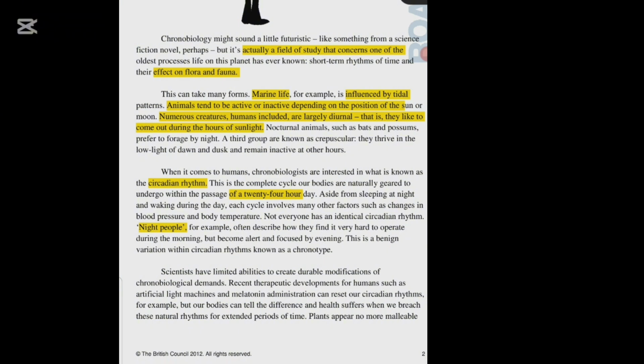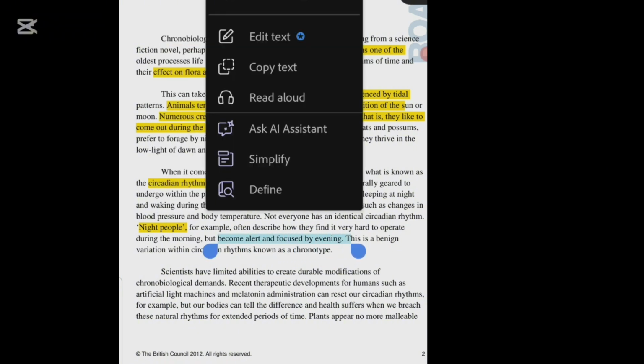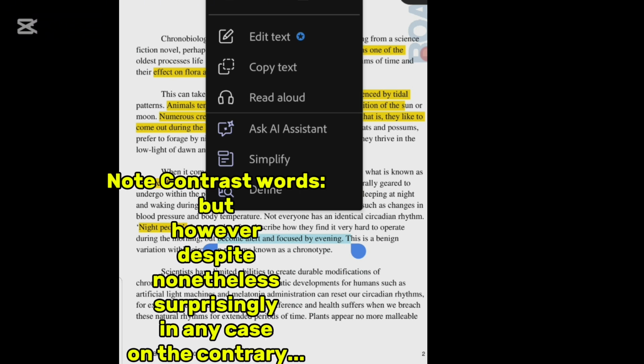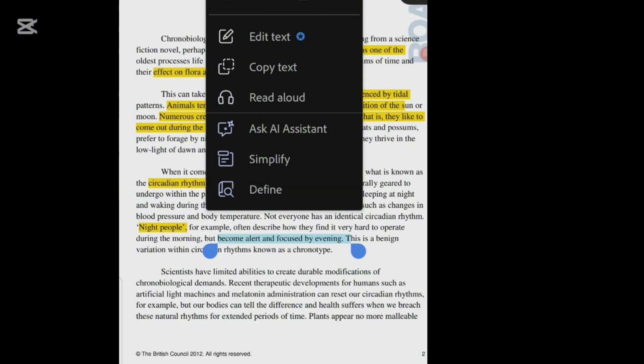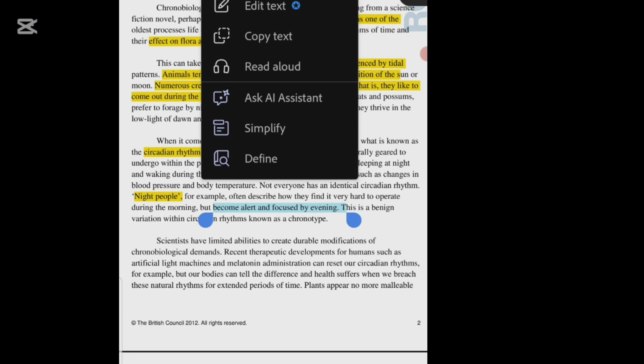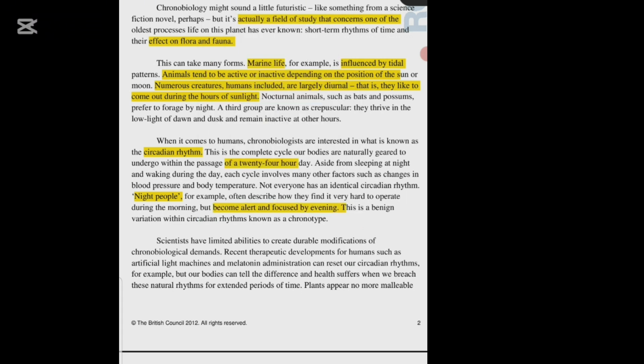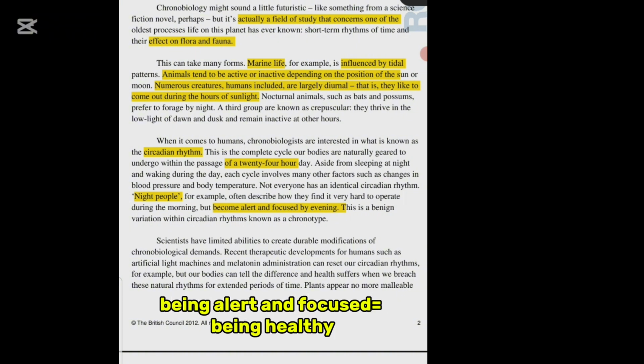For example, they often describe how they find it very hard to operate during the morning. That means they are not active, they're not at their best during the morning, but become alert. So I tell my students about contrast word choices like but and however, and how important it is to take note of them, because they tend to introduce new information that could now be your answer. So we are told here that these night people find it hard to operate during the morning, but notice what's coming through: they become alert and focused by evening. So obviously becoming alert and focused is the way the text has rephrased that idea of being healthy.